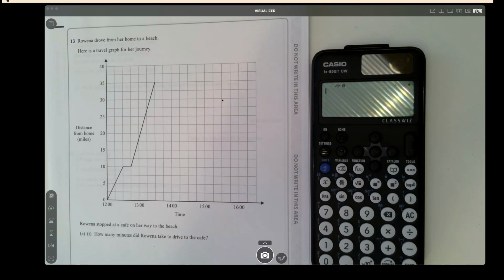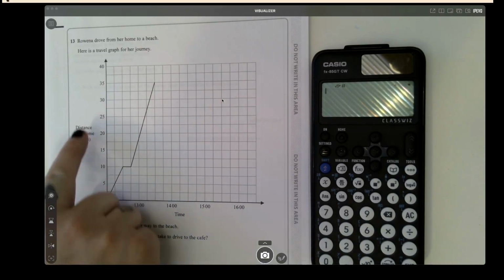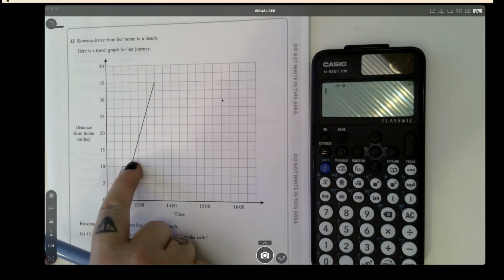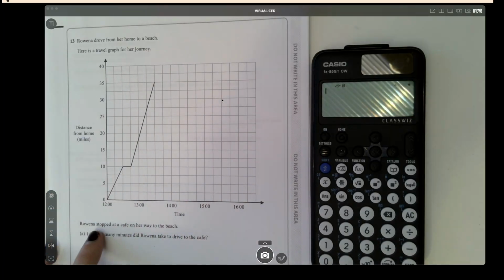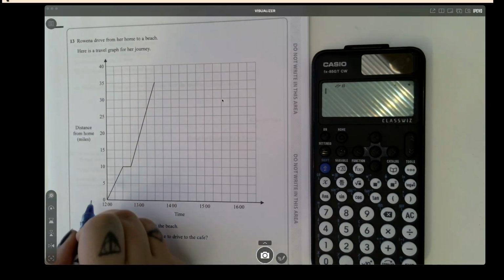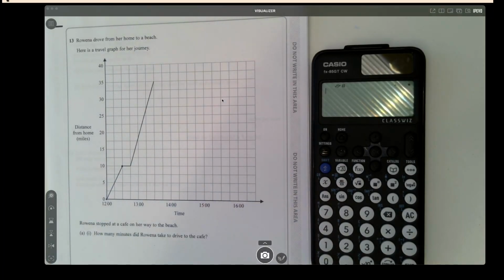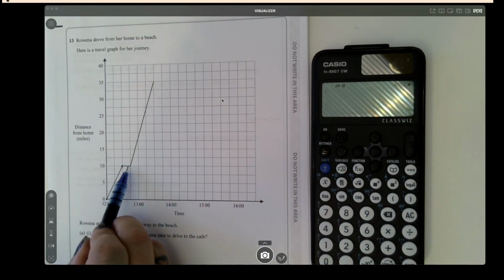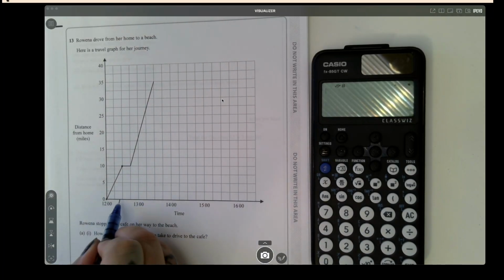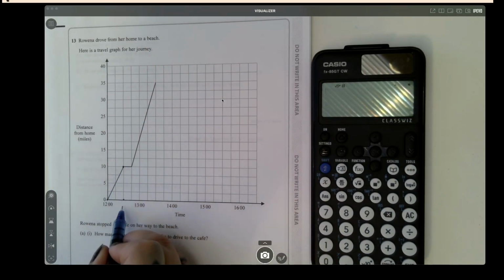Question 13. Rowena drove from her home to a beach. Here is a travel graph for her journey. So this is the distance and this is the time, and we've got the journey plotted here. Rowena stopped at a cafe on the way to the beach. Part A, I. How many minutes did Rowena take to drive to the cafe? So from here to here is that journey to the cafe, because this is the part where they've stopped. So from here to here is the time.